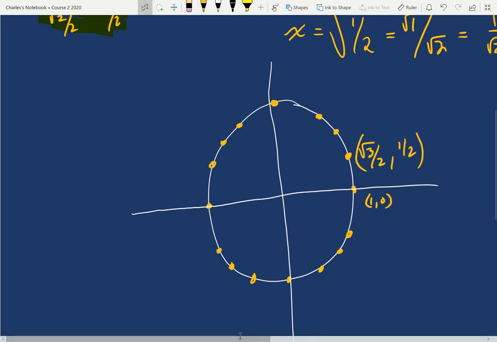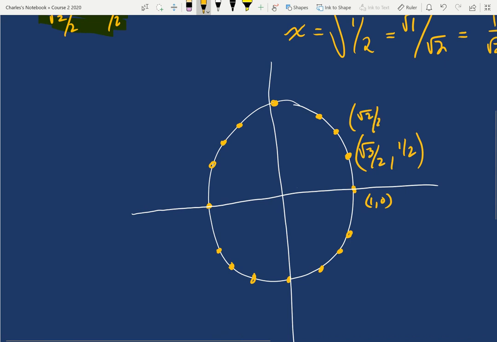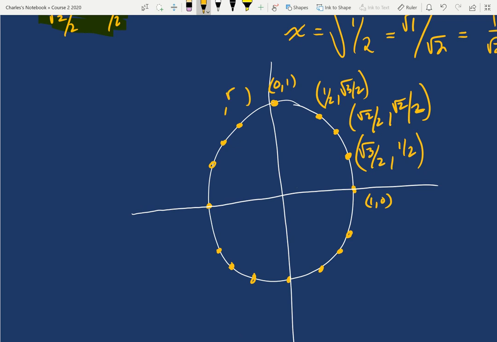This next point is the point where they're identical, so that's root 2 over 2, comma root 2 over 2. This point is the flipped, so this is 1/2, comma root 3 over 2. This point is 0, comma 1. This point is closer to 1 on the y-axis, so it's root 3 over 2, comma 1/2.